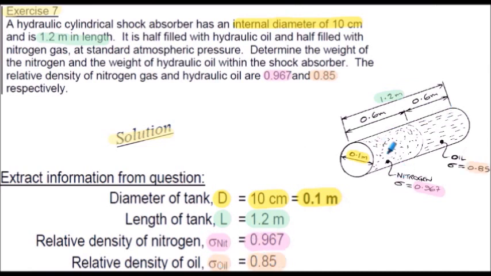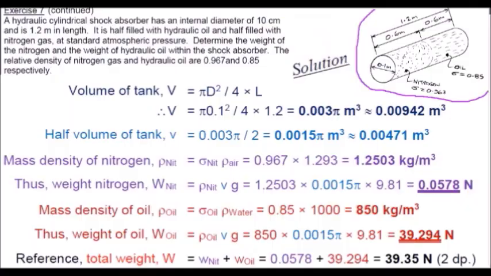Notice that the tank of the shock absorber is 1.2 meters in length, but split into two sections. So the nitrogen part of the tank is 0.6 meters, and so is the oil part of the tank, 0.6 meters. So there's my information extracted from the question. So exercise 7, solution continued. I'll just briefly outline the solution and then let you review the calculations at your own pace.